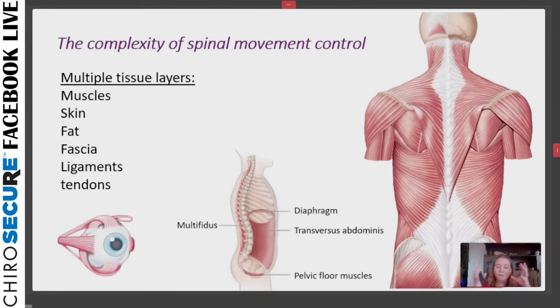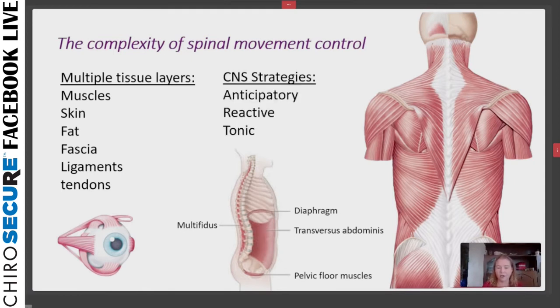So it's a very, very complex system. So how does the brain control all of this? It even has different strategies that it can use. These strategies to control that spinal function can be a reactive type of strategy. So it can go like, oh my God, this thing just happened, I need to react to that. It can be that kind of scenario.